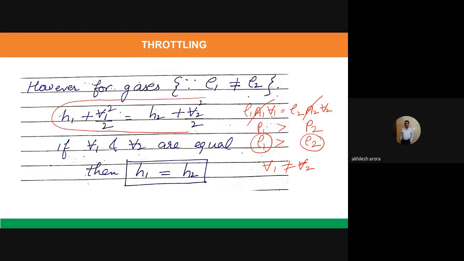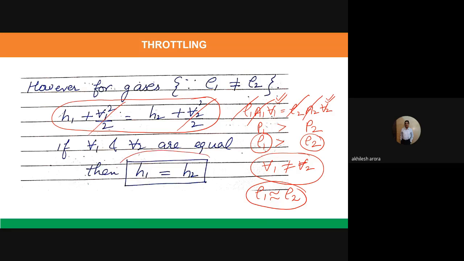Now what happens if the change in density of the gas is not much? In that particular case, I can say that if rho 1 is approximately equal to rho 2, then rho 1 will cancel out with rho 2 and we will be left with V1 equal to V2. That means we can cancel the kinetic energy terms. And then in case of gases also, I can write H1 is equal to H2.